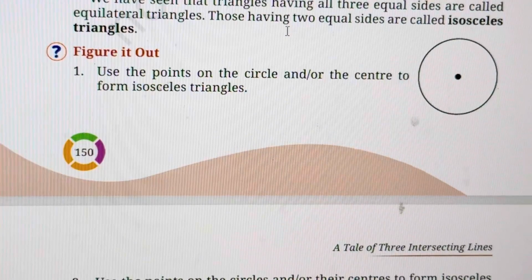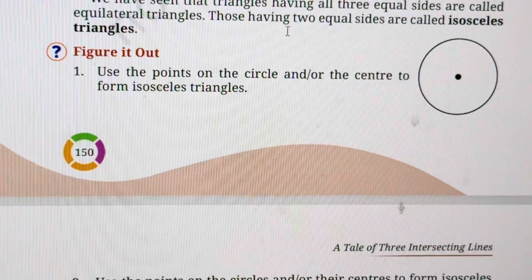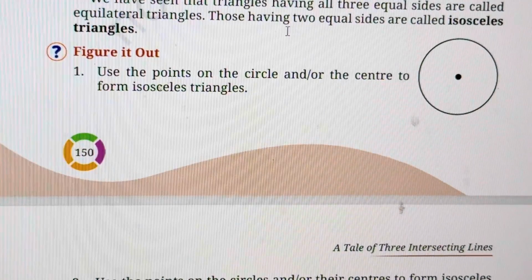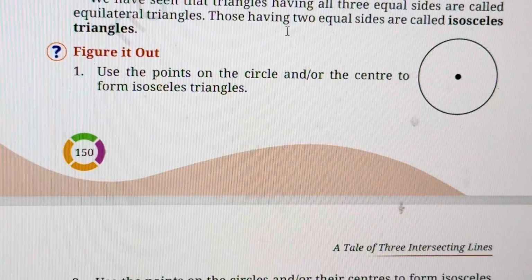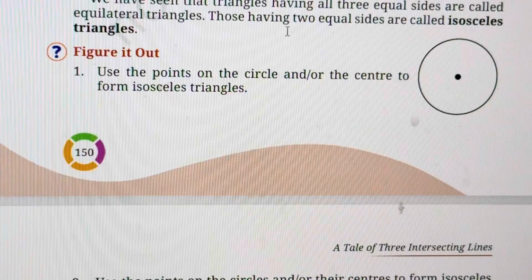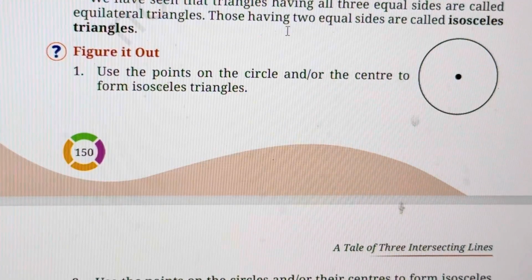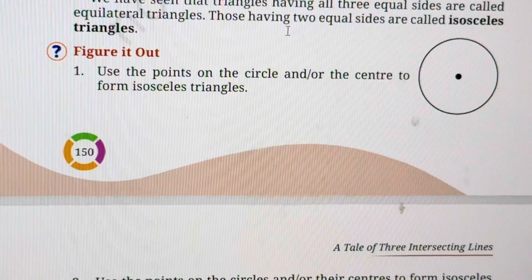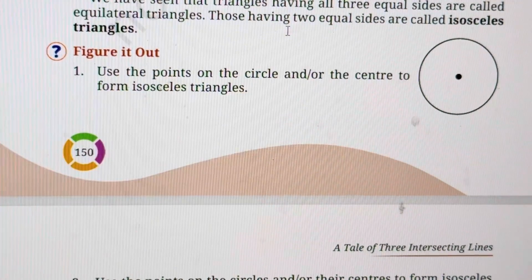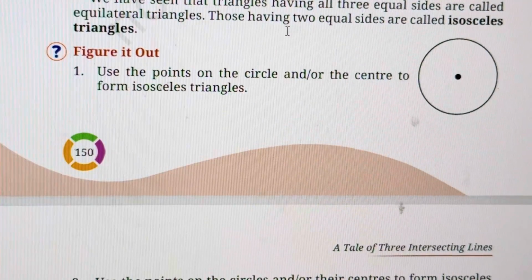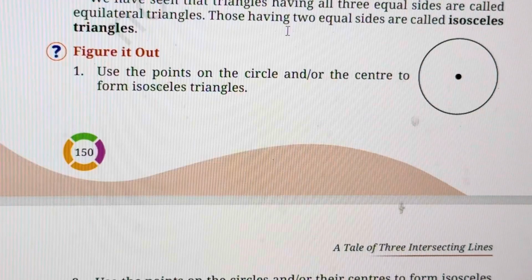In this video, we are going to continue with chapter number 7, A Tale of Three Intersecting Lines of Grade 7 Mathematics of the new NCERT textbook Ganit Prakash. And we are going to cover up the figure it out exercise here, which is given on page number 150 and 151. There are only two questions. First, I'll read out the questions, then I'll show you how to solve them.